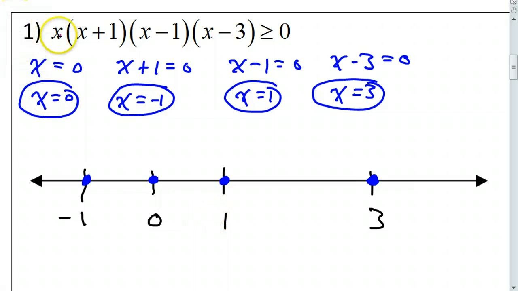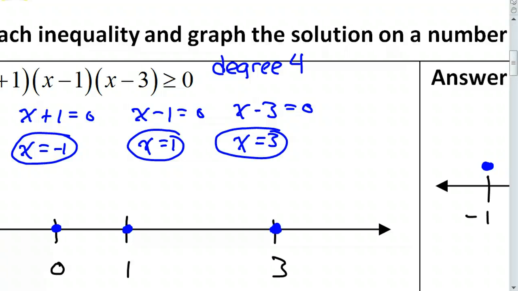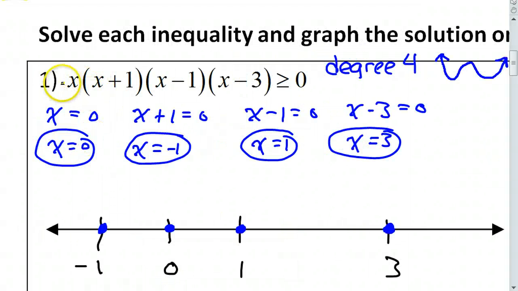Now, this is a degree 4 function. Okay, this is degree 4. Let me just keep this blue for a second. Okay, you can just count the x's. 1, 2, 3, 4. Alright, this is degree 4. Now, a degree 4 function is sort of like a W shape. Okay, it's like this. Okay, and it's got a positive leading coefficient, so you know it's going to be an upward facing W like that.